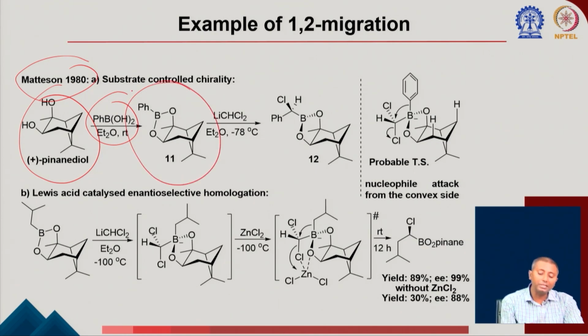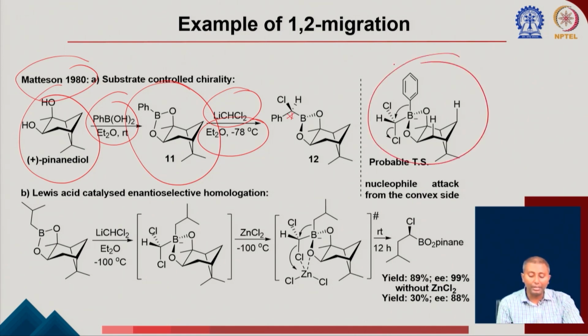Now you can see you have a chiral group attached here, so the boron ester becomes chiral, very similar to the chiral boron we talked about in the allylation reaction, correct, using allyl boron compounds. So if you treat with the very similar lithium CH2Cl2 in the presence of diethyl ether at minus 70 Celsius, you can make this center chiral after the 1,2 migration.